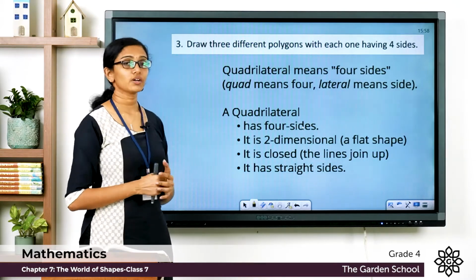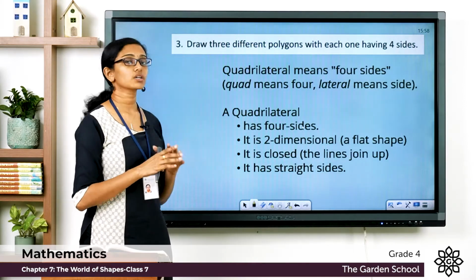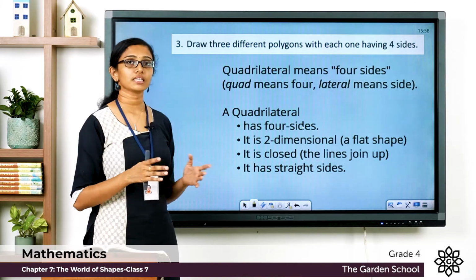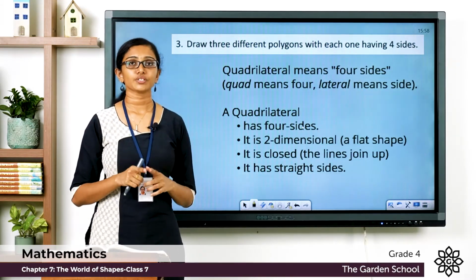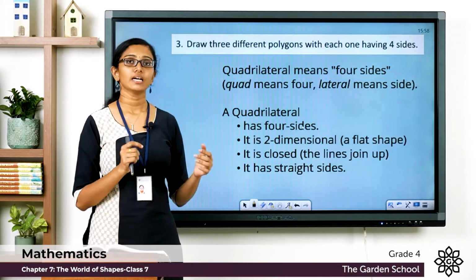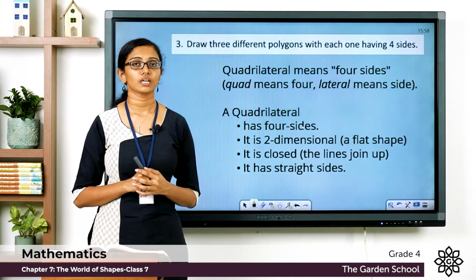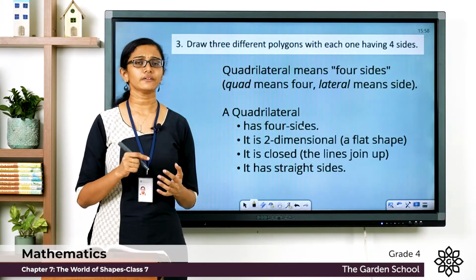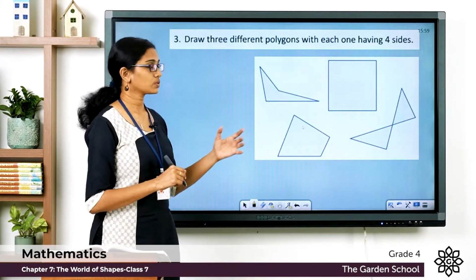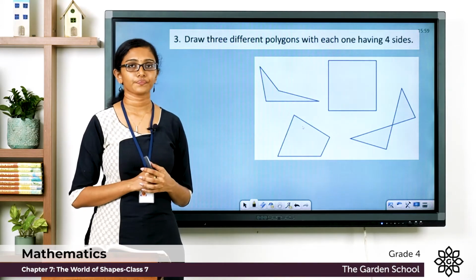Now, a quadrilateral has 4 sides and it is a 2-dimensional or a flat shape and it is a closed plane shape. It is a closed shape or closed figure which means the lines join up. You can start and finish drawing the polygon from the same point. So the lines join up and it also has straight sides. Now, using 4 lines or 4 sides, you can draw a polygon in different ways. Here I am just showing some suggestions.